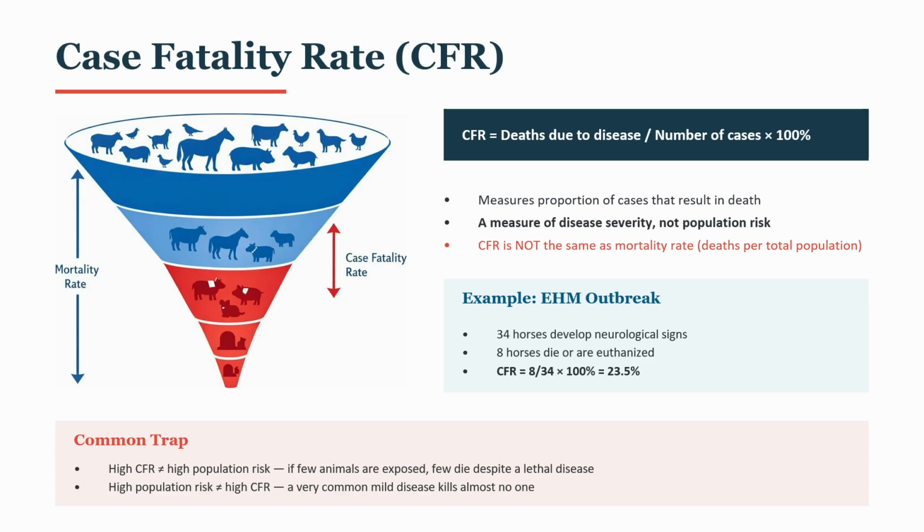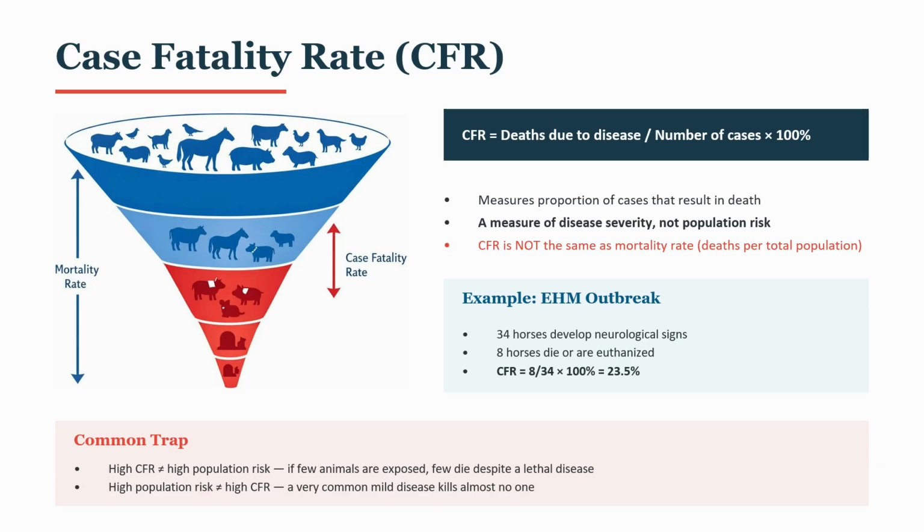The classic confusion is between CFR and mortality rate. Mortality rate is deaths divided by the total population. It includes all animals, sick and healthy. CFR is deaths divided by cases only. It's conditional on being sick. They answer fundamentally different questions.